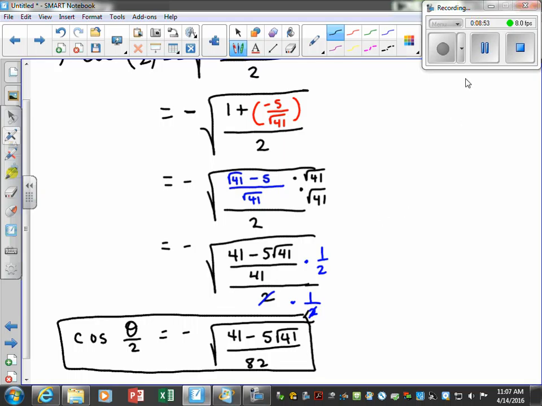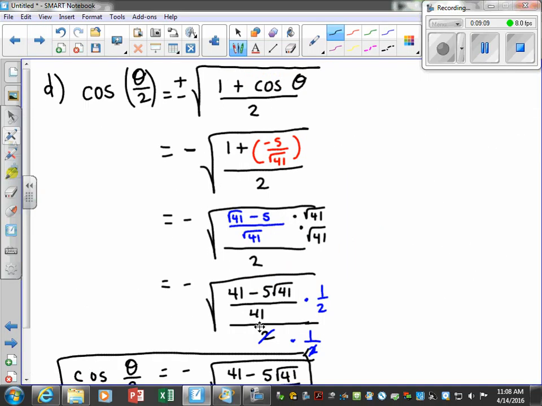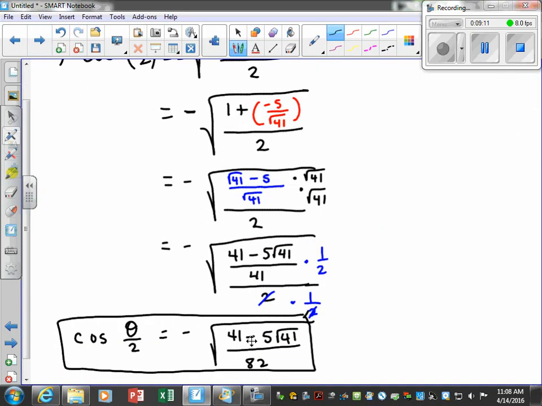And that's it. So compare the previous two answers. And what's the difference? First of all, whether the answer is positive or negative is determined by the quadrant, this outside sign. And then the only difference in these ended up being the sign value in between there.